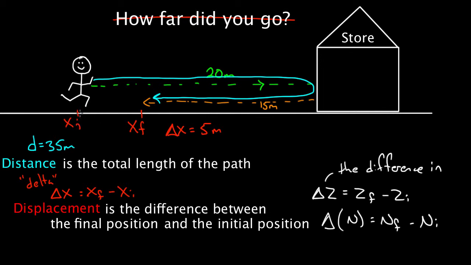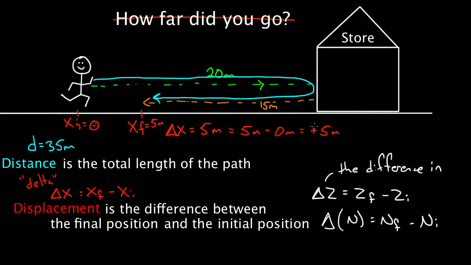I don't have any numbers in here, but I can just call my x initial 0, because I love zeros, because they're easy to deal with. They're like happy faces. And this x initial is 0. That makes this calculation easier, because if x final is 5 meters, then delta x is 5 minus 0, because it's final minus initial. 5 meters minus 0 meters is positive 5 meters.